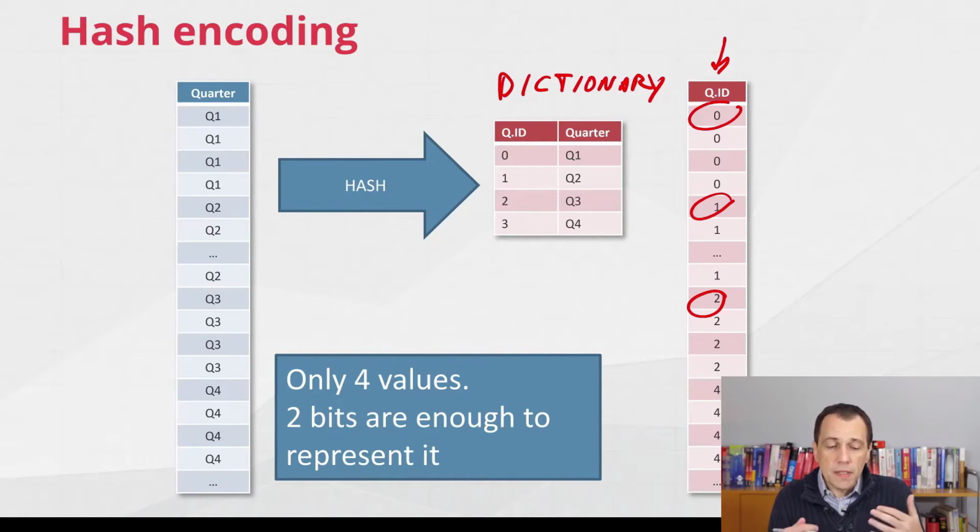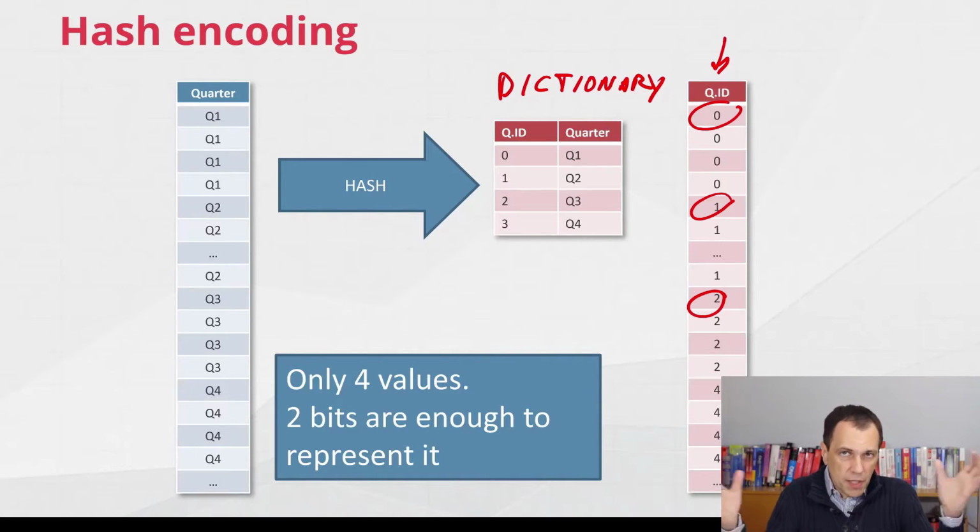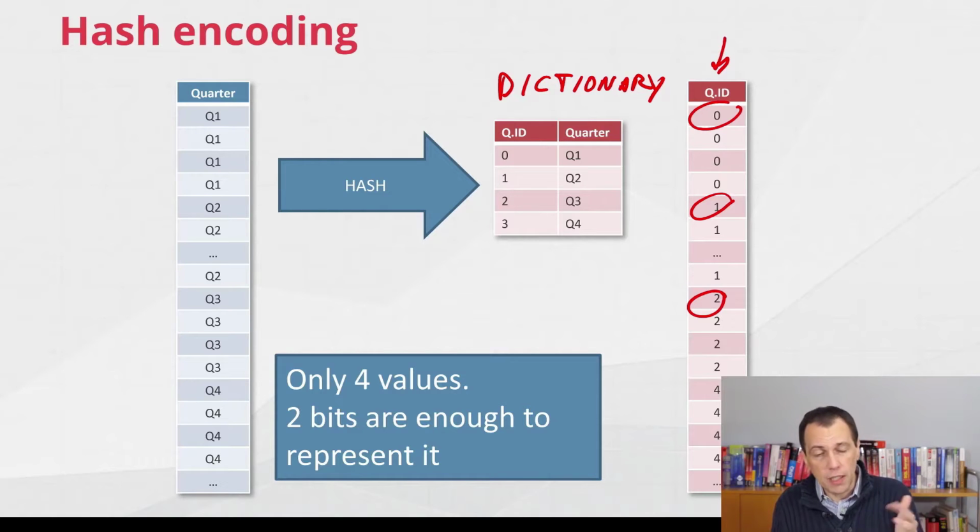So this stores the same information in a smaller area of memory. And because the integer numbers are stored by bits, not by using a single word, in this case we only need 2 bits to represent numbers between 0 and 3, which means that in one byte we can store 4 rows. So we have a huge compression just because we use the hash encoding. And of course, the hash encoding makes sense when we have a small number of unique values in the column.